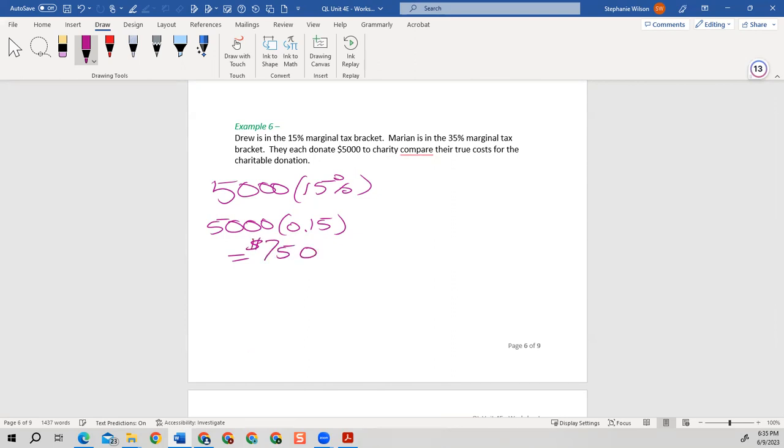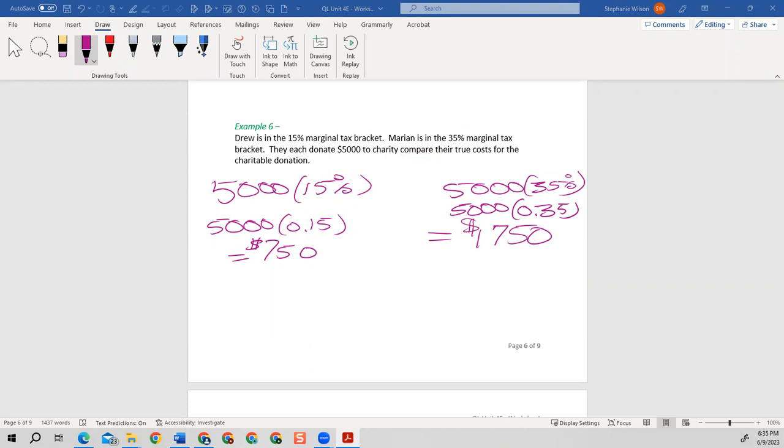Okay, so on Marion, $5,000 times 35%. So 5,000, just turn the percent into a decimal. It has a savings of $1,750. So the higher the tax bracket, the larger the savings you get, but also you have to pay more in taxes. So that's just comparing them.